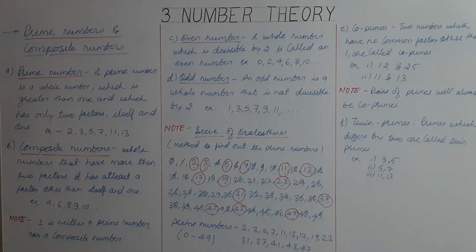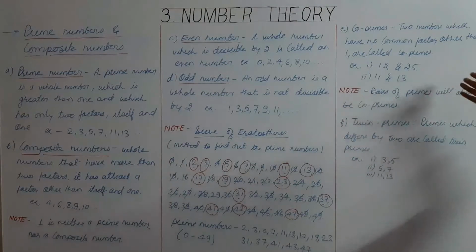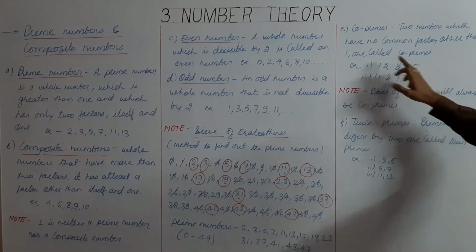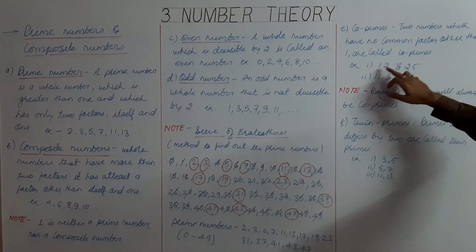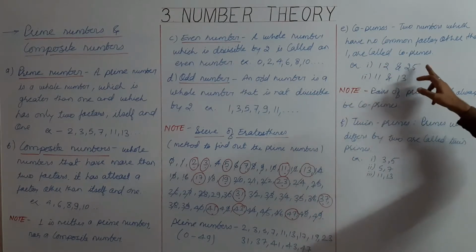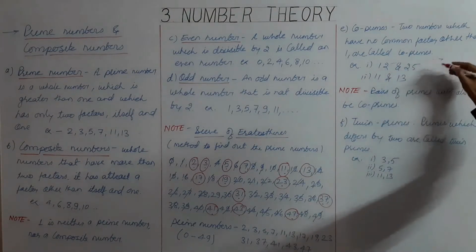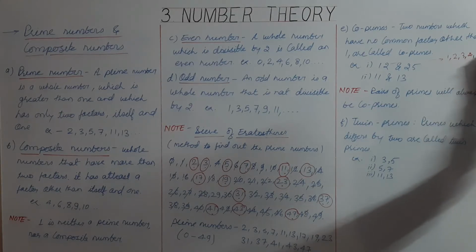Next, co-primes. Two numbers which have no common factor other than 1 are called co-primes. It doesn't matter whether these numbers are prime or composite, but for these two numbers only 1 will be the common factor. So if only 1 is a common factor, then these two numbers are co-primes. So let's check. For 12, factors are 1, 2, 3, 4, 6 and 12.